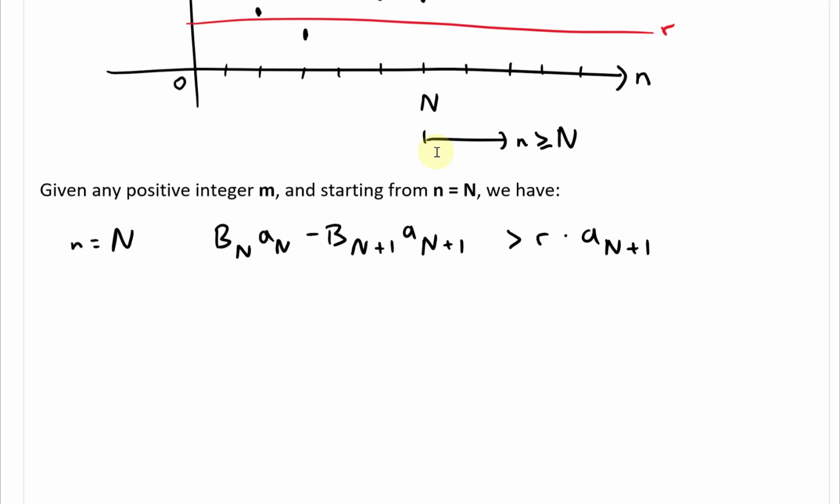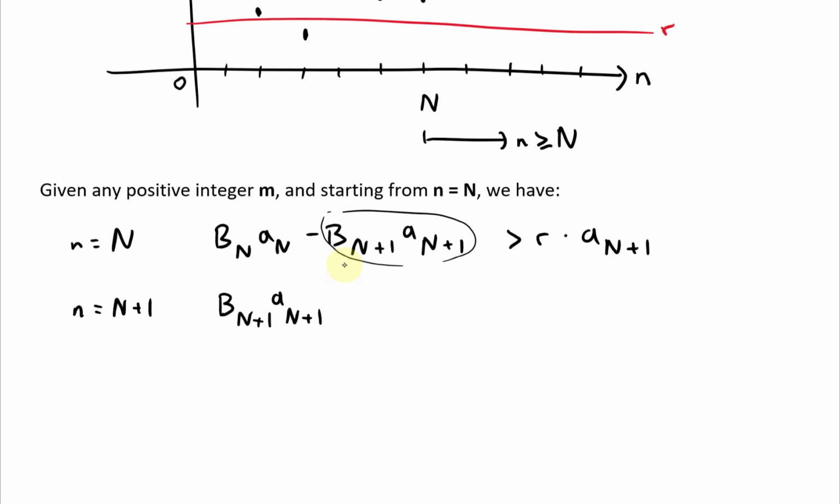Because this is just the next term after it. So now if we do n equals capital N plus 1, just do the next one, what we get is b n plus 1, a n plus 1. And the reason we're doing this is because when we do that, notice this is exactly the same as this one, but with a negative sign. So when we sum these up, these terms cancel out, become 0. Notice this one right here and that. So that is the reason why we're doing that.